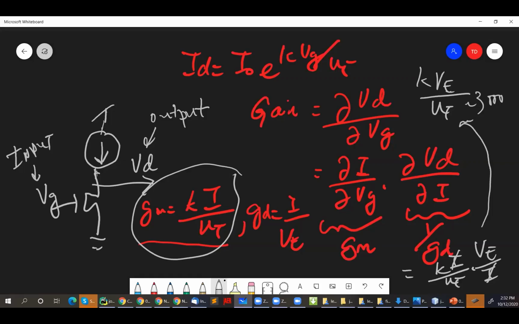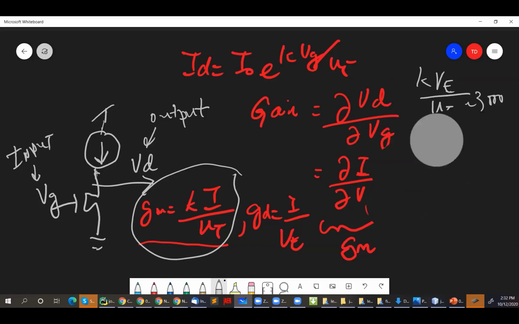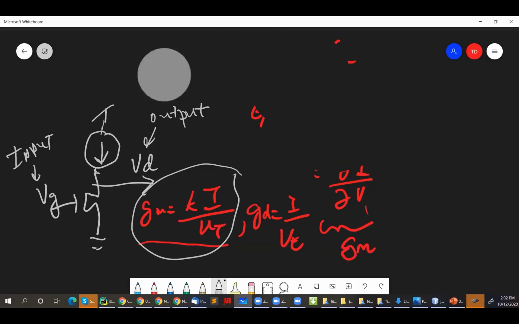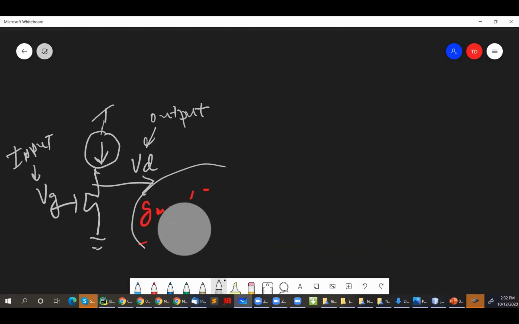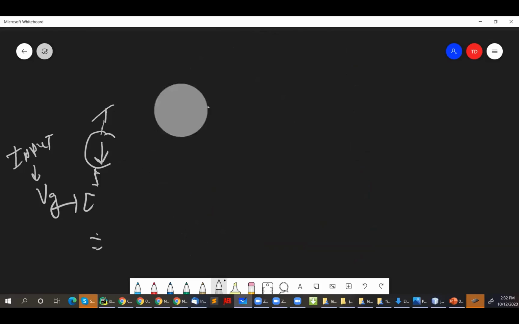Okay, thanks. Sure. Okay, so what we'll do next is we're going to go to the first circuit with two transistors. So this is the current mirror.